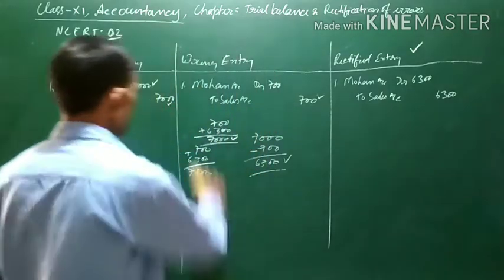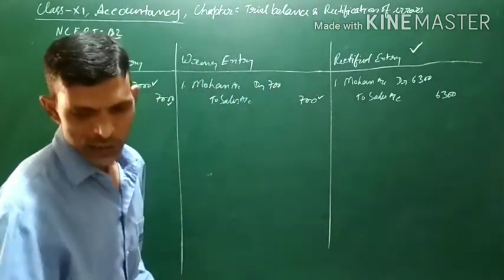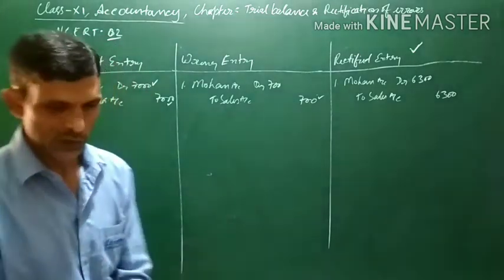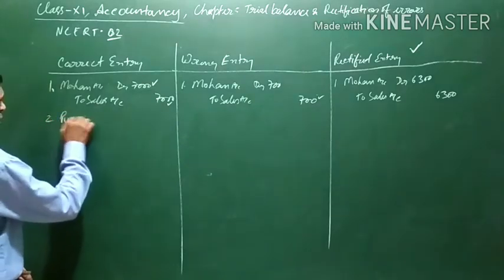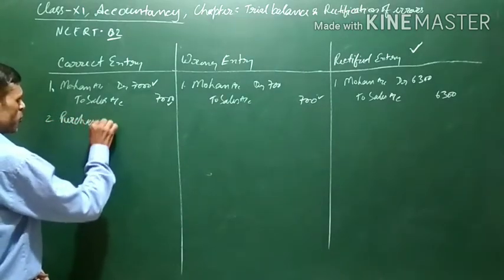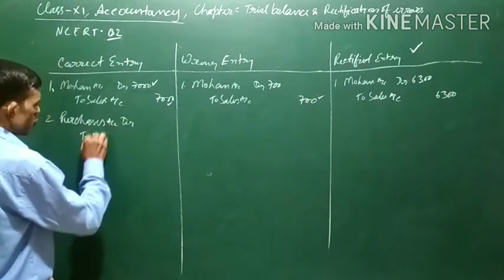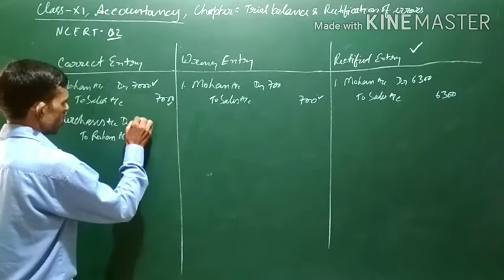Let us come to the second journal entry. The second question is credit purchase from Rohan 9,000. Credit purchase from Rohan, purchases has been done. The entry will be purchases account debit to Rohan account 9,000.